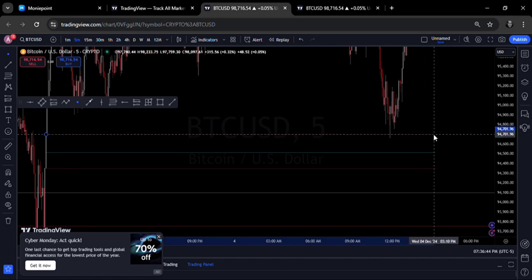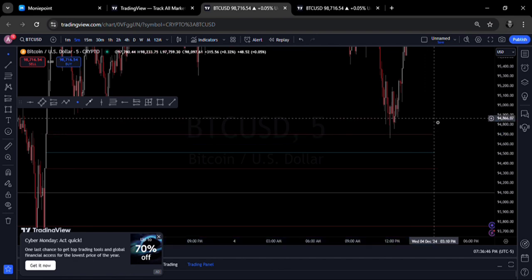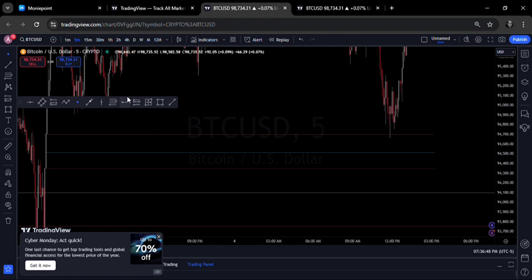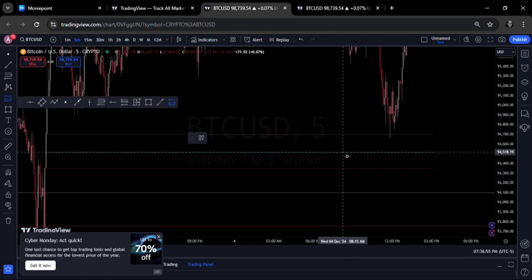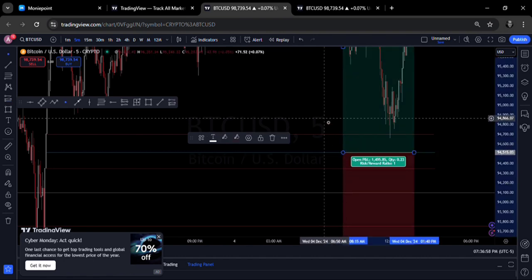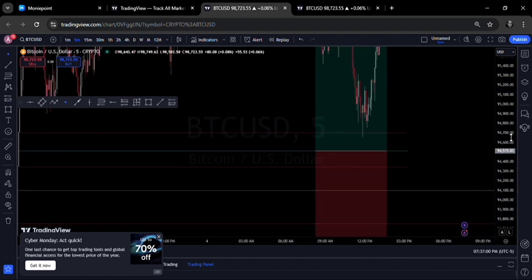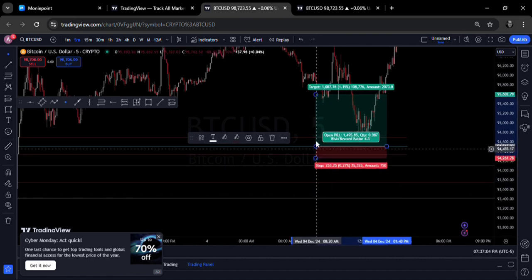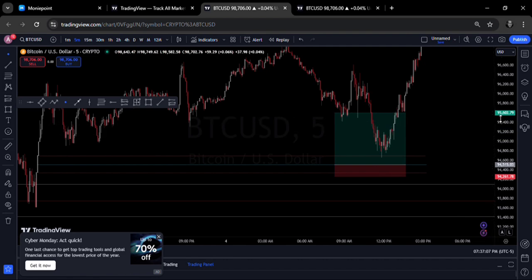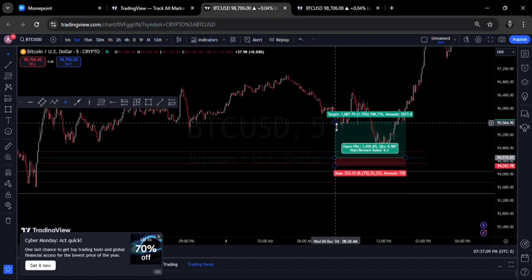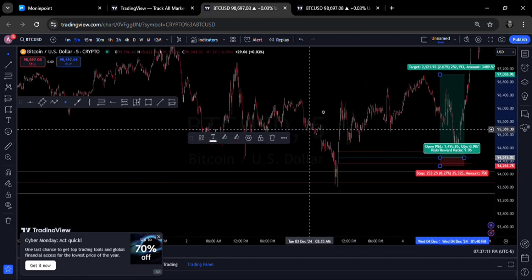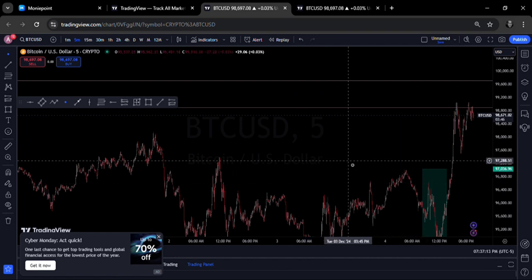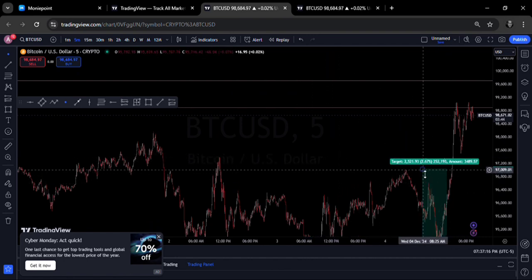I missed this entry, this second entry. Why? Because I placed my entry at the consequence encroachment of the imbalance, the fair value gap, and I targeted the highs. I targeted this high. It was this one. That was where my target was.